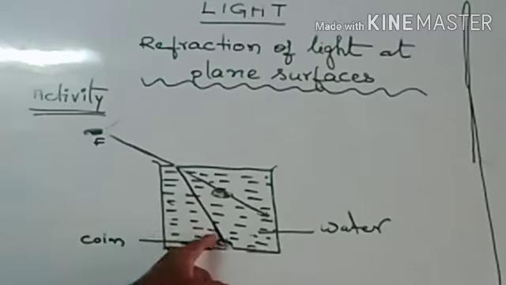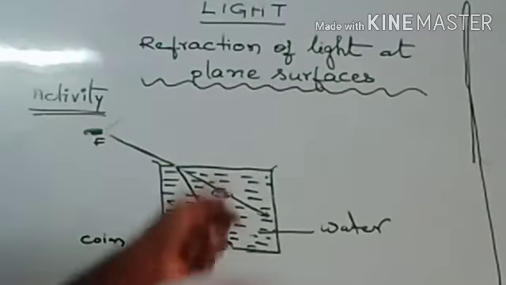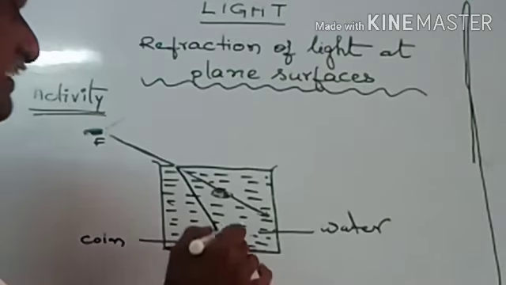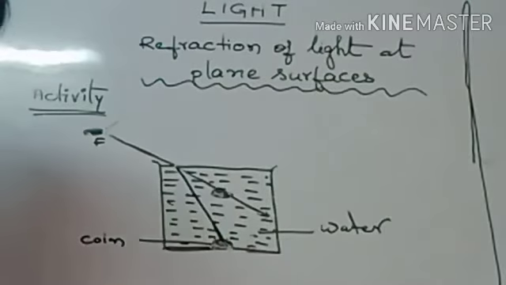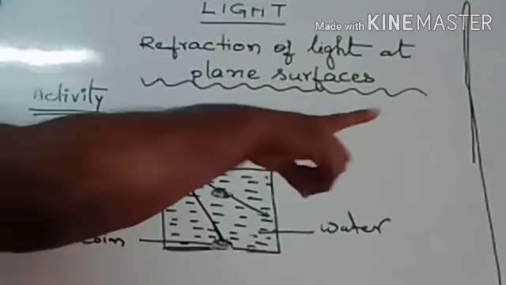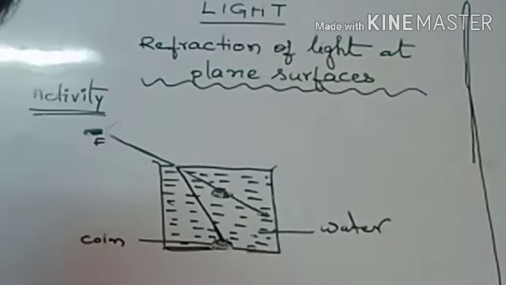So this process is called what? Refraction. Because of refraction, this coin is appearing. So by this activity, we can say that refraction happens.